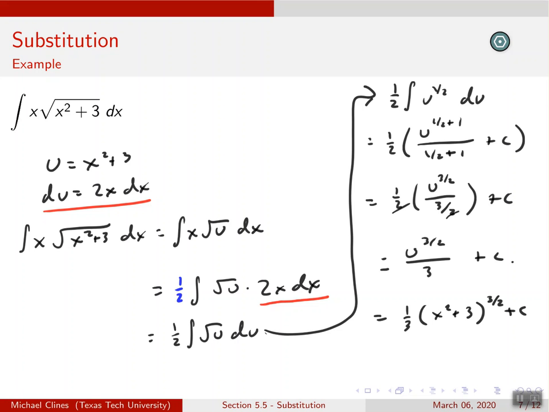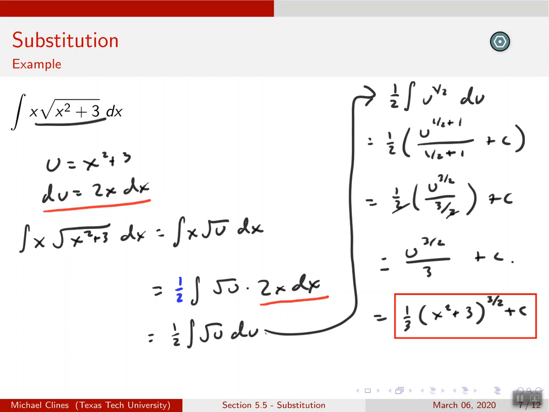Now you might be looking at that and saying, no way that the integral of x times the square root of x squared plus 3 is just 1/3 x squared plus 3 to the 3 halves plus c. There's a very simple way that you can test it. Take the derivative of our answer right here and see if you end up with this. That's how you can always check your work when you're doing these integration problems. Take your answer, differentiate it, and make sure you end up back where you started.